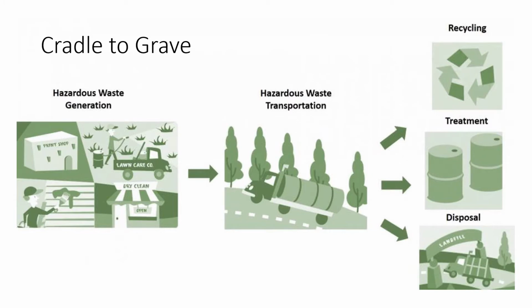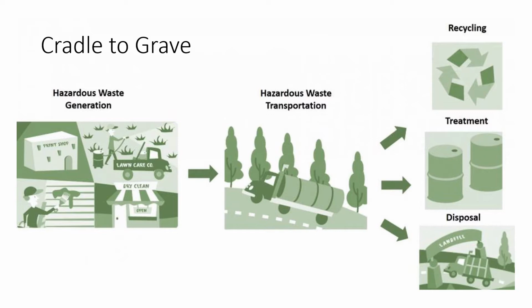So, those regulated fall under what is known as cradle to grave. Cradle, the point of generation, is the hazardous waste generation at any facility. In this cartoon, we can see a paint shop, some lawn care, and even a dry cleaner. Those are all hazardous waste generators. The amount of hazardous waste generated in a month determines what's known as your generator status.